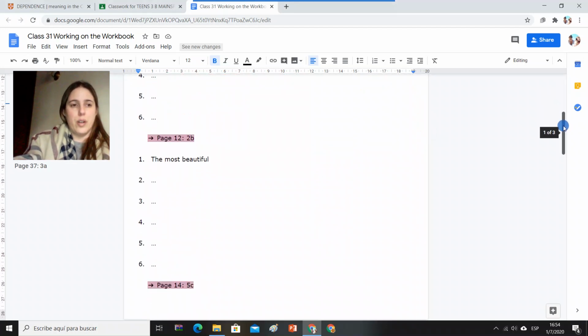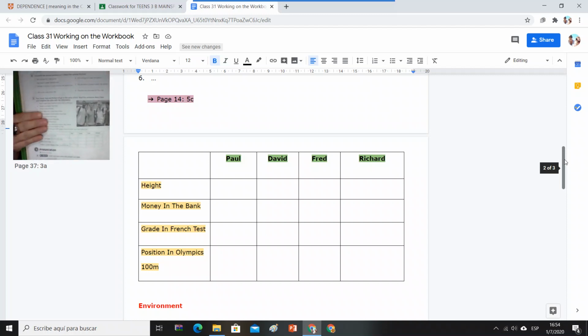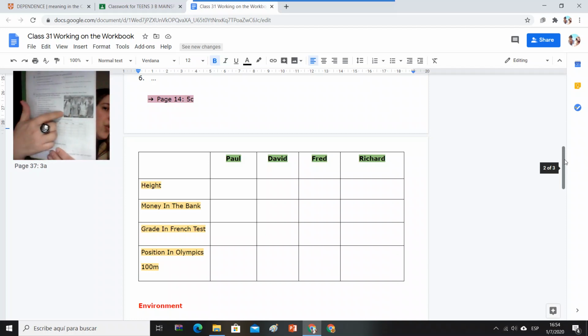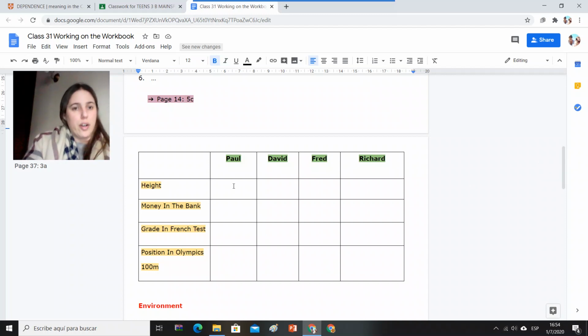¿Ok? Now, you open on page now 14. So you turn the page, you go to page 14, and you are going to work on this. Here you have sentences, yes, describing these boys, okay? Here we have 4 boys, Paul, David, Fred, and Richard. So, and you're going to complete the characteristics of each. Algunas características de cada uno, que son las que tenemos acá en el cuadro, ¿sí?